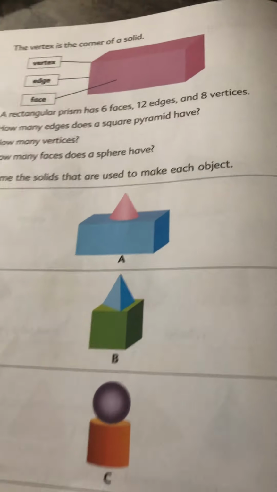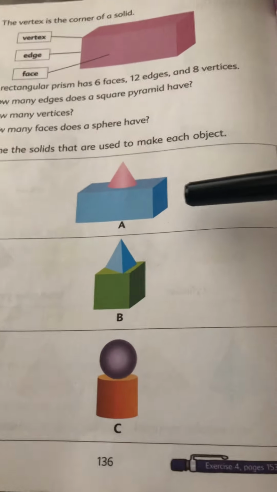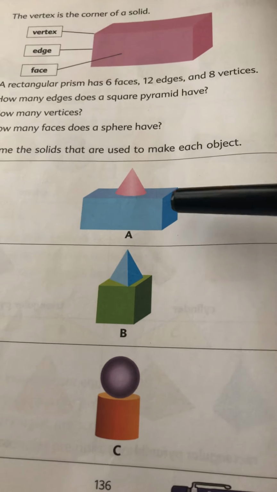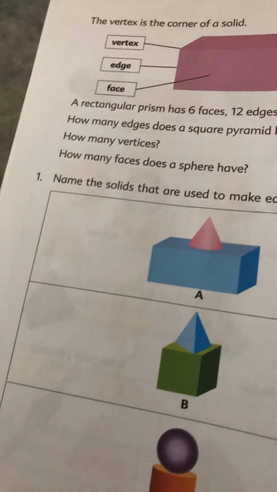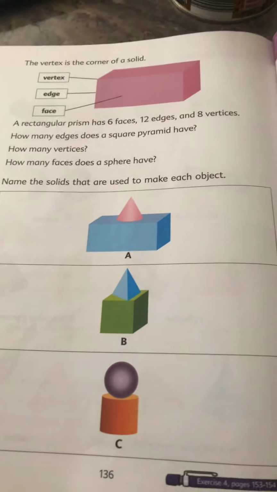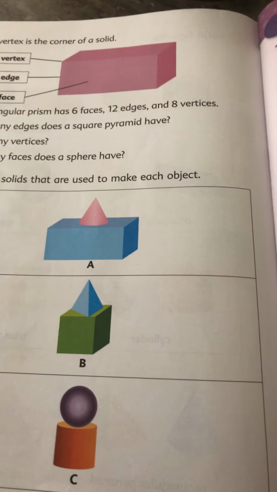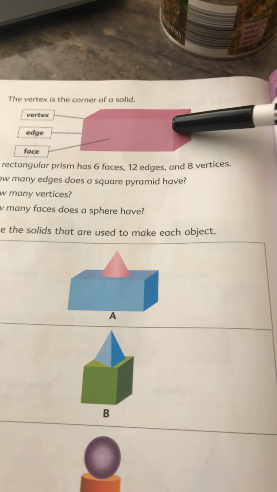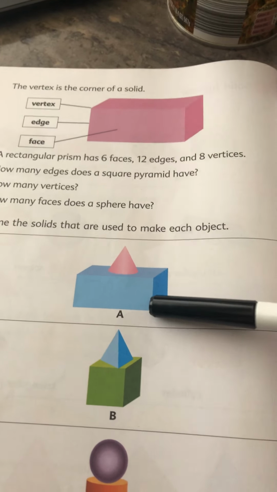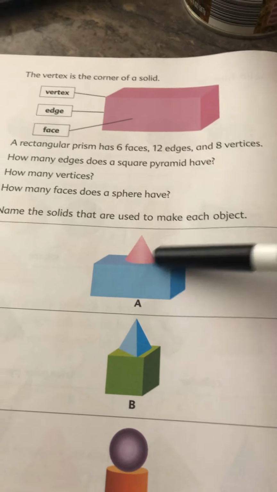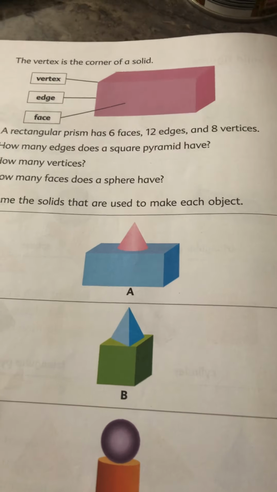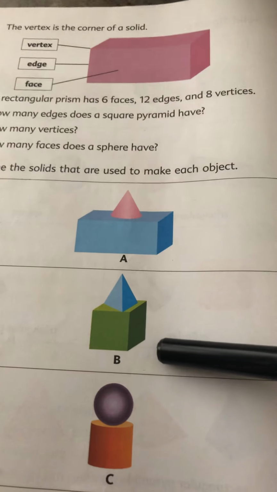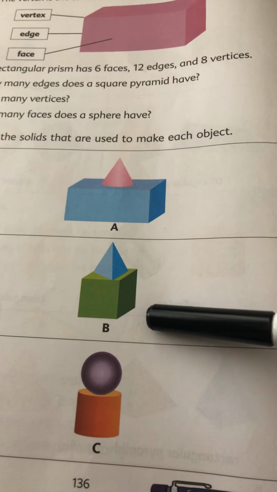Okay? Let's look down here, and it asks, what solid figures are used to make each object? Well, let's look at A. And if you need to stop me before I go on, please do, okay? But let's look at the bottom. What did we have up here at the top? It's a rectangular prism. What's on top of this? An ice cream cone. It's a cone, okay? So a cone and a rectangular prism.